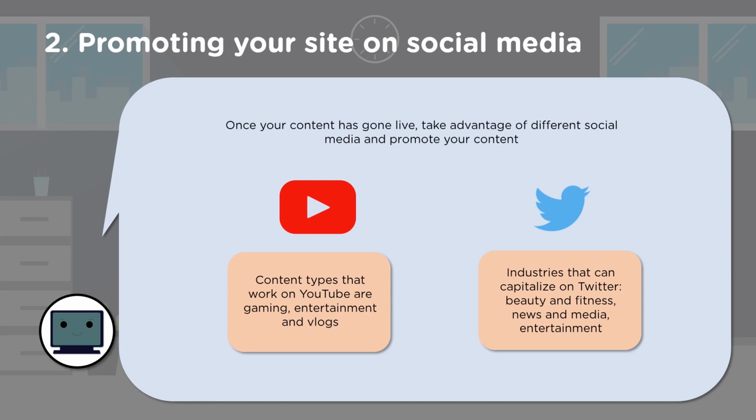Twitter, to me, encompasses a lot of different industries: beauty and fitness, news and media, entertainment. Okay, you have a limited number of characters, but a lot of people are active on Twitter. And it's a great way to generate some awareness and get some clicks over to your website. So these are just some of the most popular social media platforms. Of course, there are plenty more out there.